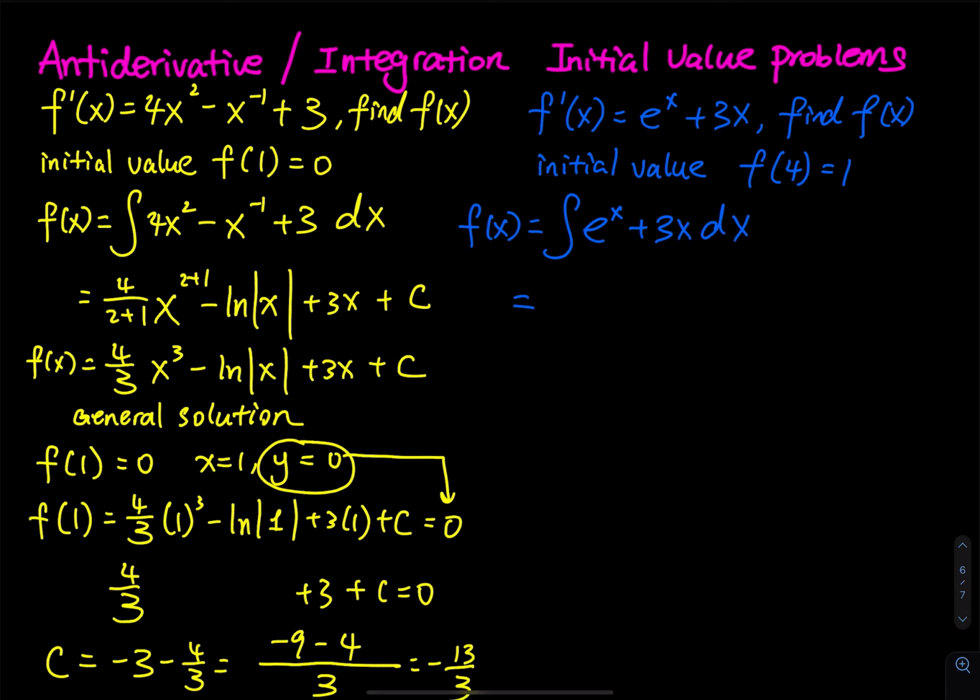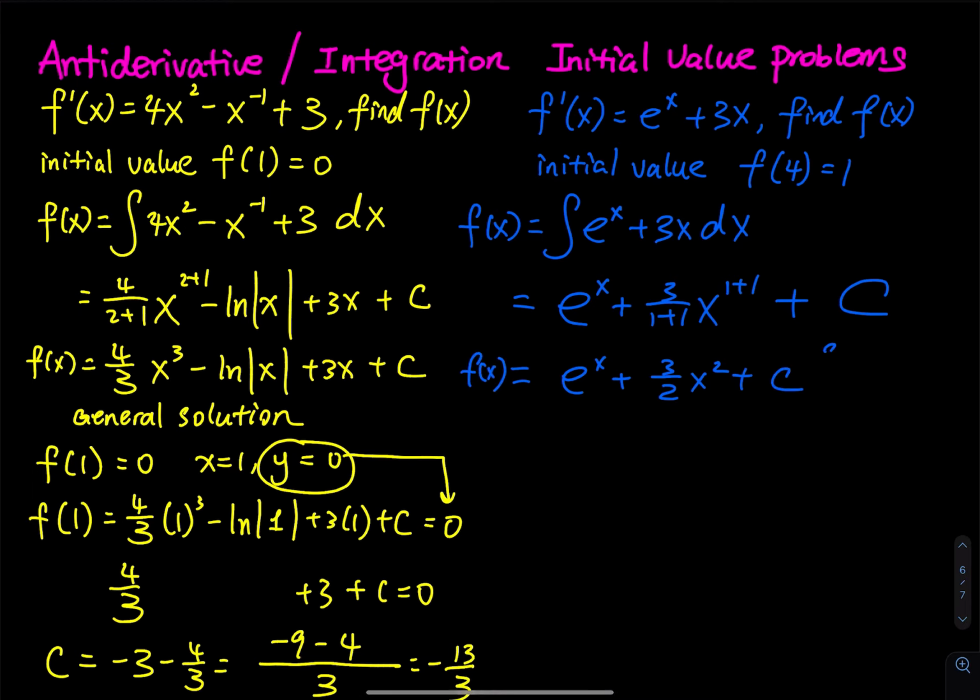The integral of e to the x is e to the x, and then this is 3 x to the power of 1 plus 1, right? 3 divided by 1 plus 1, and then we add a c at the end. So this is e to the x plus 3 over 2 x squared plus c. So that is your f of x, and this is called a general solution.